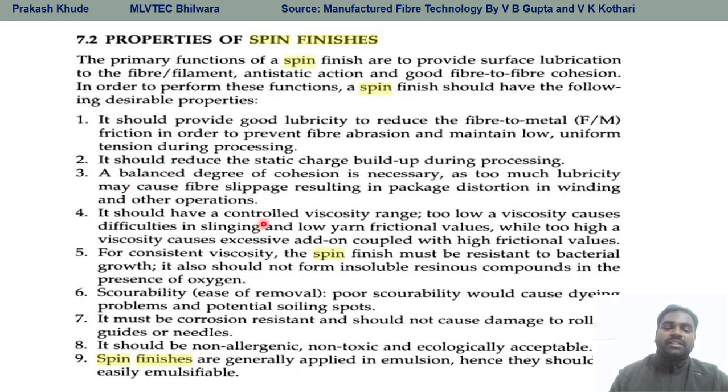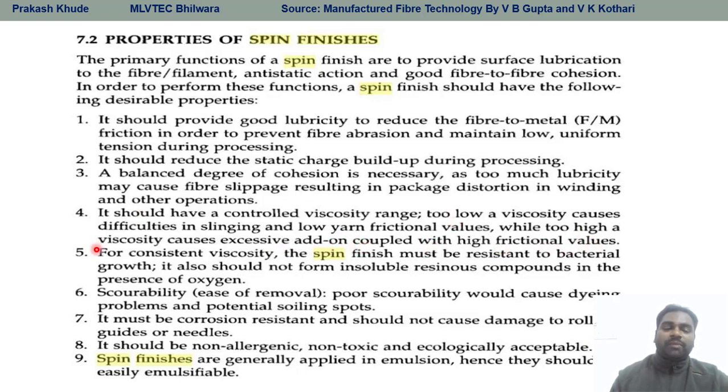The fourth desirable property is a controlled viscosity range. If the viscosity is too low, it will cause difficulty with slinging and a low yarn frictional value. While if the viscosity is too high, it will cause excessive add-on coupled with high frictional values.